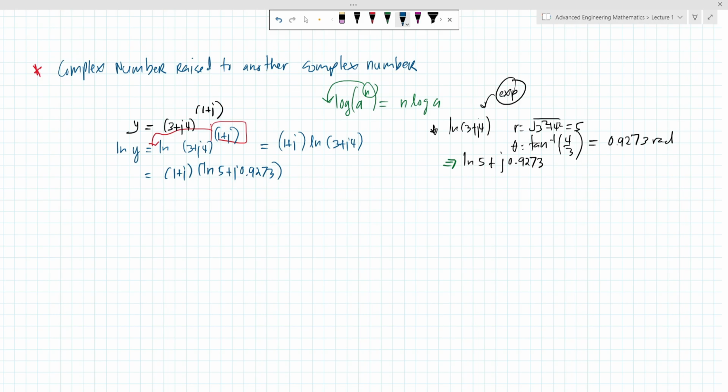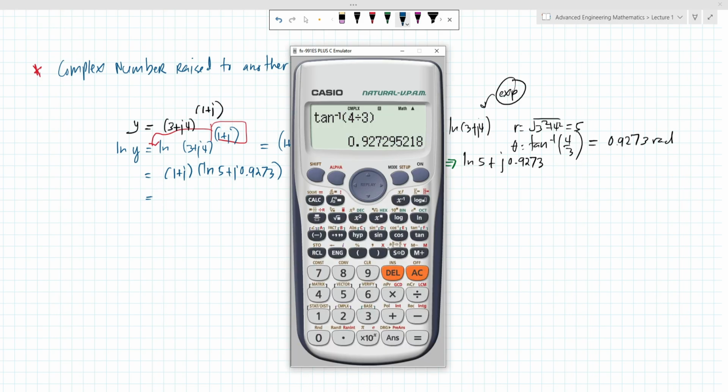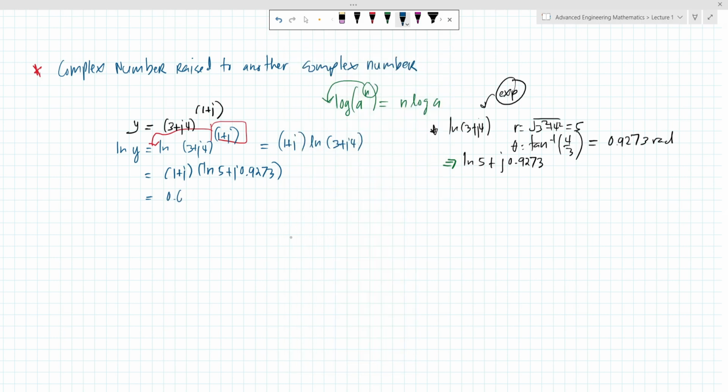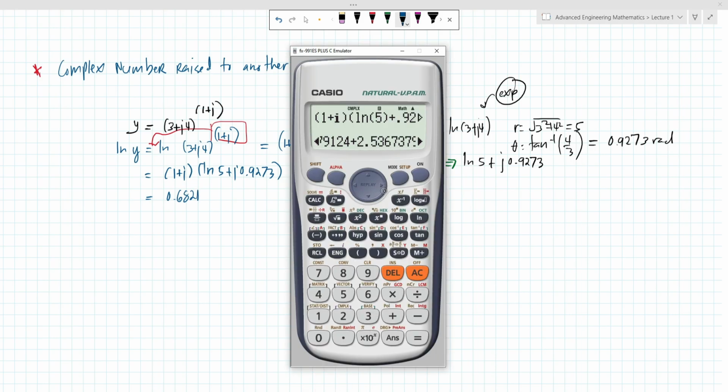In this topic guys I will allow you to use calculator in this part. So just type this in your calculator. That is 1 plus j, then quantity ln of 5 plus j 0.9273, then close parenthesis. So we have here 0.6821 plus j 2.5367.